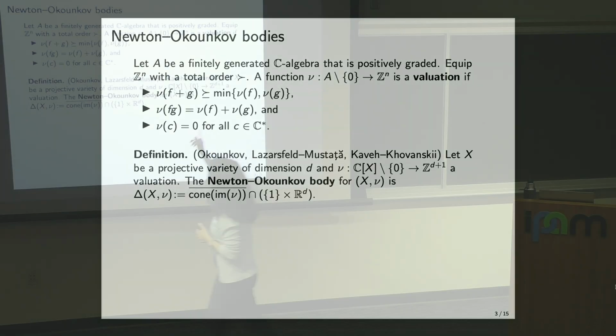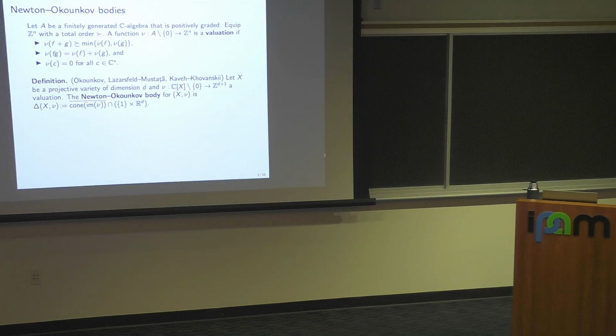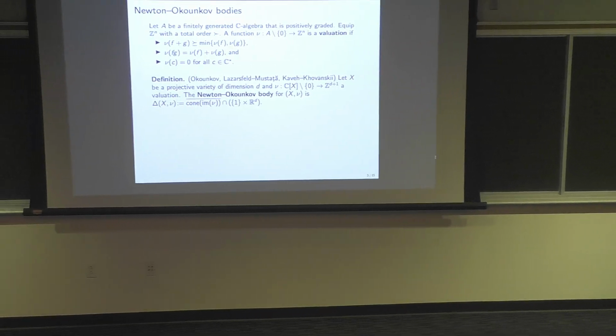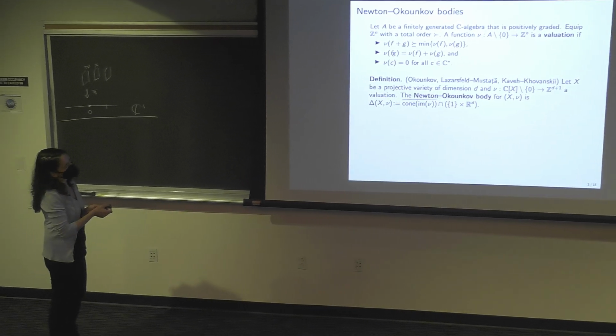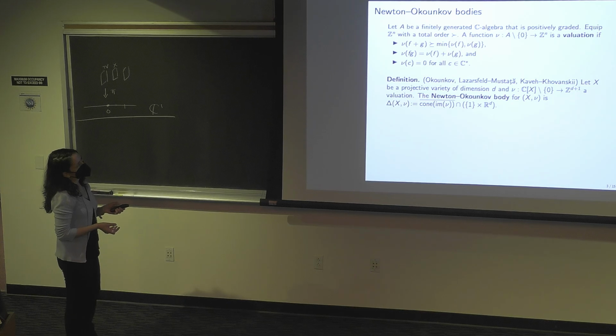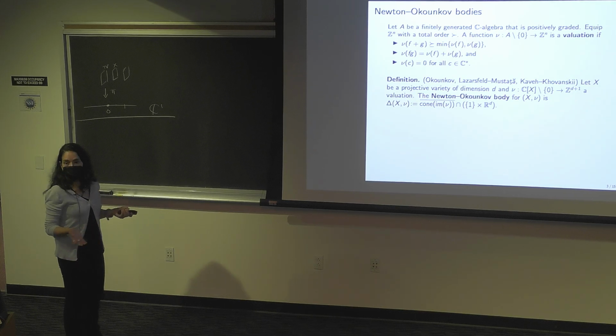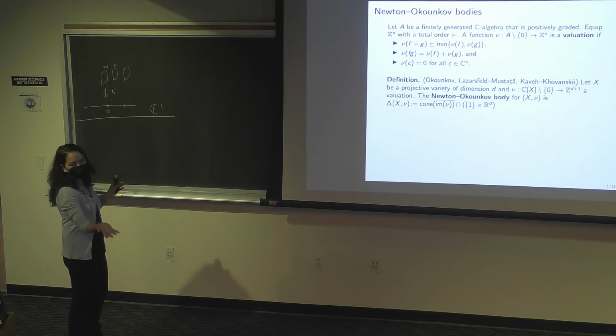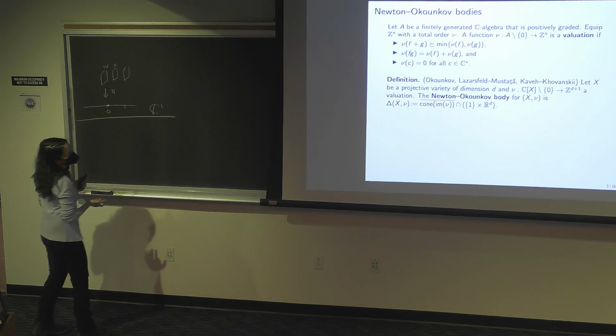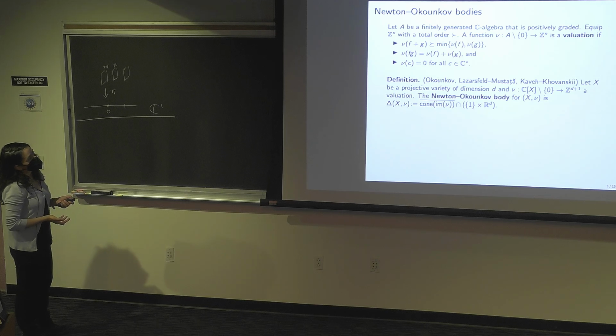I need to write this valuation definition for purposes that I want to use it later. So I'm going to start with an algebra. And you can think about it as the coordinate ring of a variety, or just C[x1, ..., xn] modulo an ideal, a homogeneous ideal, because I want it to be projective. And then, so what does a valuation mean?